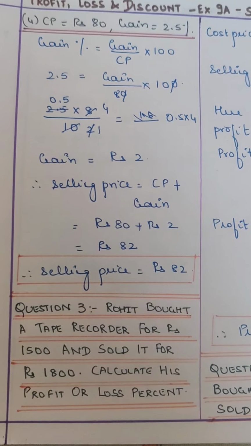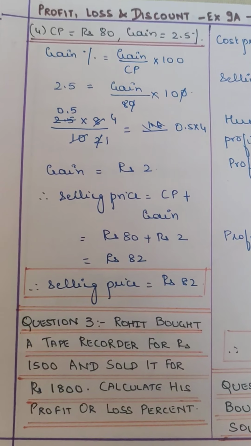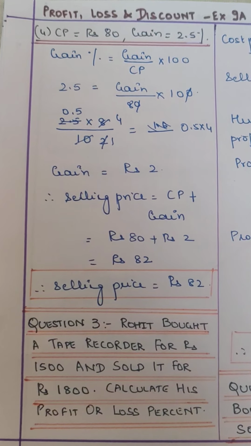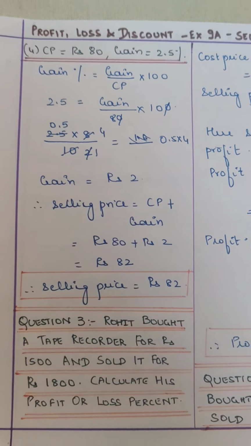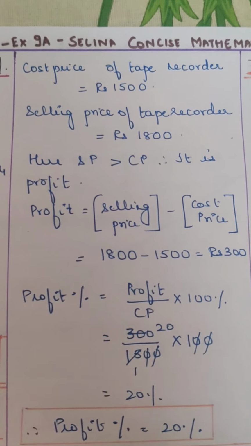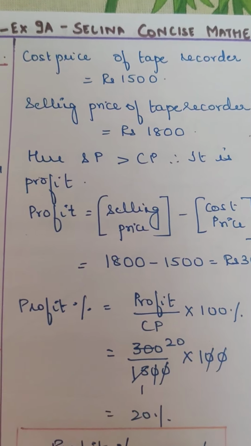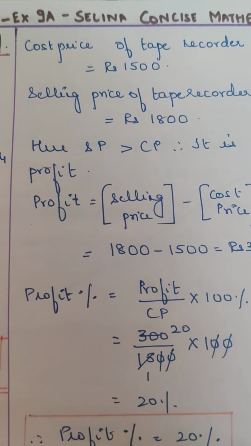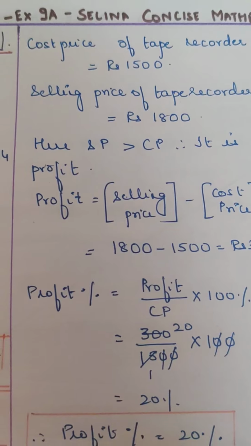Moving on to question number 3. Rohit bought a tape recorder for rupees 1500 and sold it for rupees 1800. Calculate his profit or loss percent. Cost price of the tape recorder is 1500. Selling price of the tape recorder is rupees 1800. Here, selling price is greater than cost price.